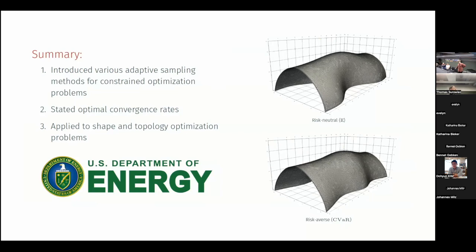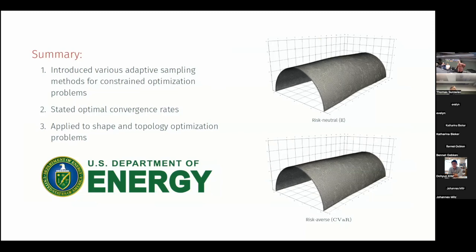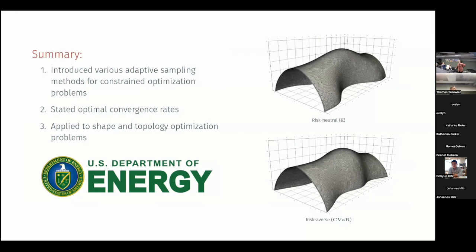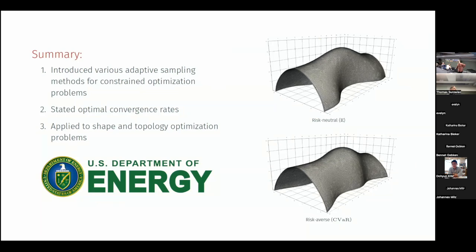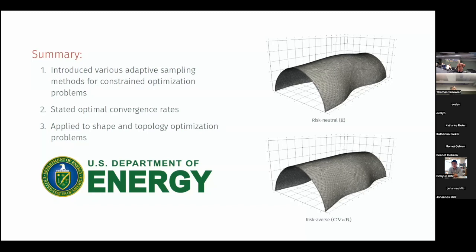So we're almost at the end here. I'm going to summarize what we've done so far. The various adaptive sampling methods, the ongoing work on other types of stochastic optimization problems, showed the statements of the theorems, not actually showing you the proofs, that give you the optimum convergence rates in expectation for those algorithms, and then various applications: shape and topology optimization.